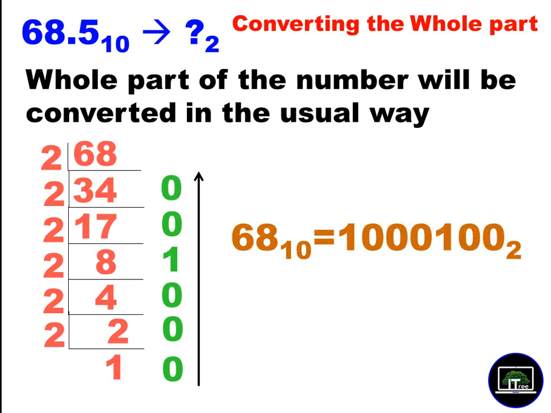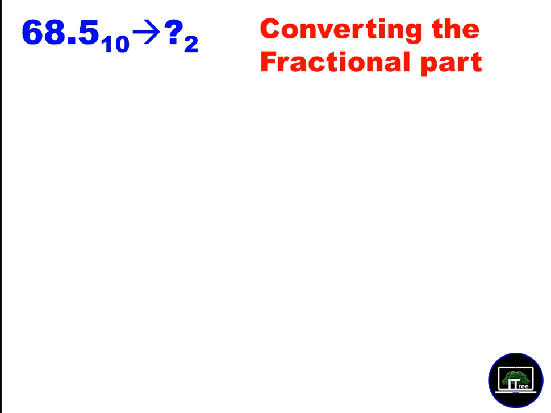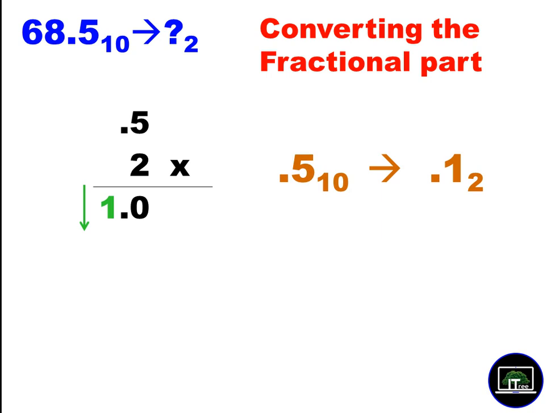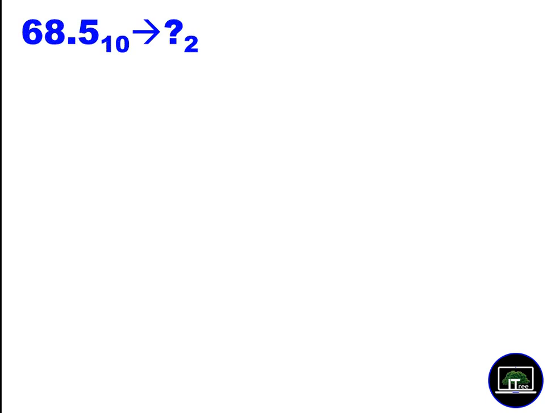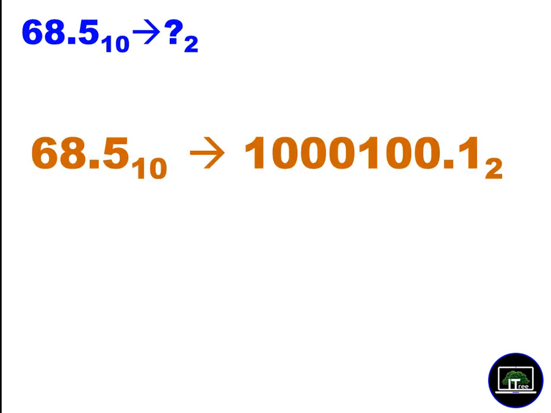Now we convert the fractional part. What you do is you multiply. It's 0.5. You multiply by 2, you get 1.0. That's all you can do. So 0.5 will be 0.1. When you convert 0.5 from decimal to binary, it is 0.1. Your answer will be the whole part and the fractional part.